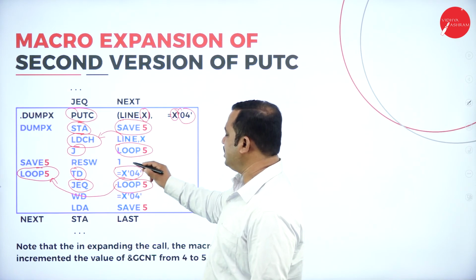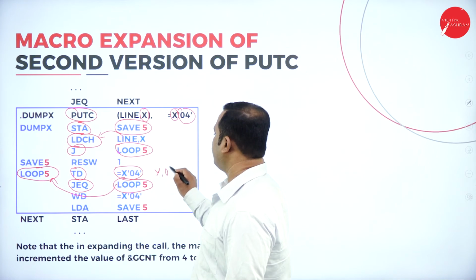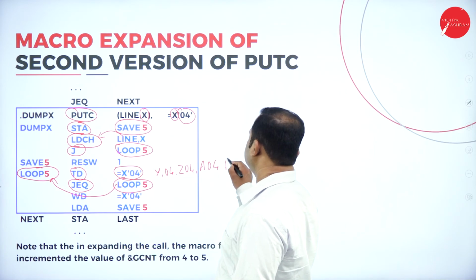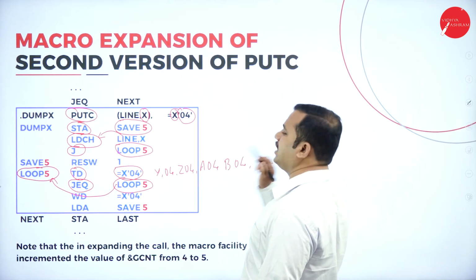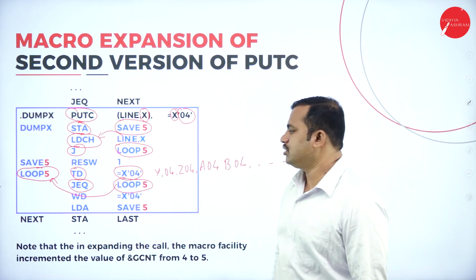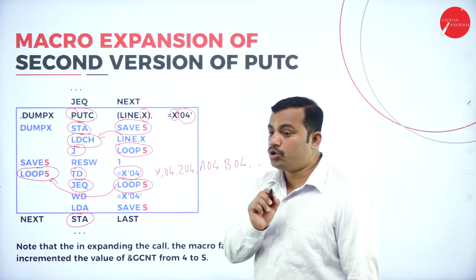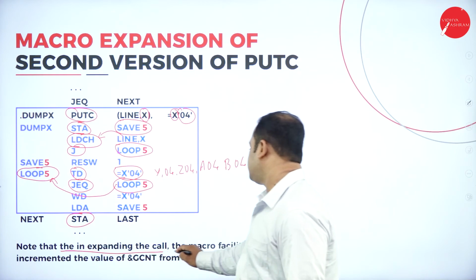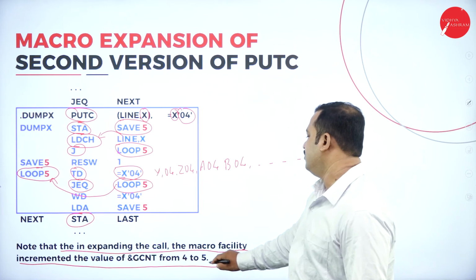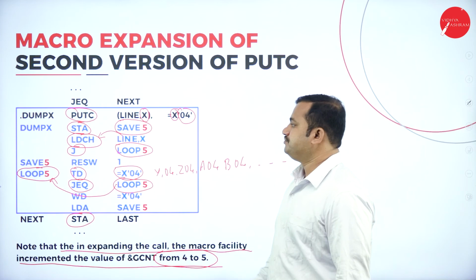But every time it is called, it is going to have the value X 04, Y 04, Z 04, A 04, B 04, and so on. If that is the case, how many characters are going to be read? Look at it. We have store accumulator next at the last. Please notice that on expanding the call, the macro facility incremented the value of GCNT from 4 to 5.